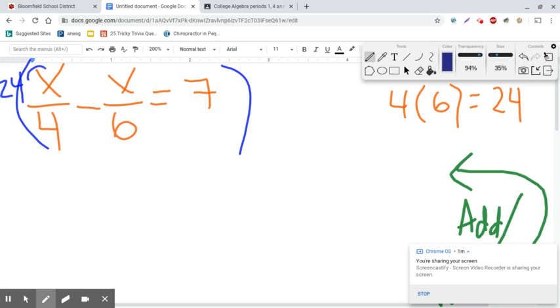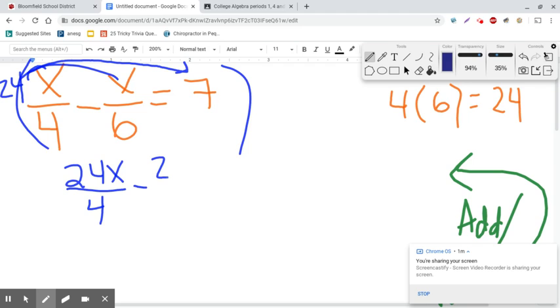Okay, remember that goes to the first, the second, and guys, it's also going to go to the last part. You cannot forget this part, okay? It has to go to everything. So when we multiply this out, we end up with 24x over our original denominator. Bring down your negative. 24 times x again is 24x over your original denominator. And now we also have to do 24 times 7. Okay, 24 times 7 is 168.